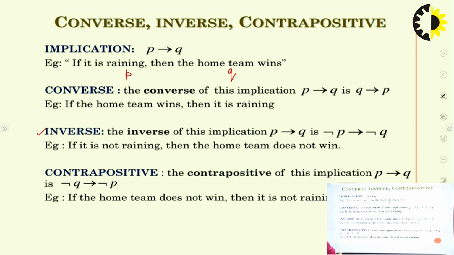The inverse for the same statement, P implies Q, is not P implies not Q. That means we'll just negate both the statements. So if it is not raining, then the home team doesn't win. And the contrapositive for P implies Q is nothing but not Q implies not P. That is, we'll negate both and change the order. So if the home team doesn't win, then it is not raining. So we can show the converse, inverse and contrapositive for each implication by using these rules. So that's all for today. Thank you.